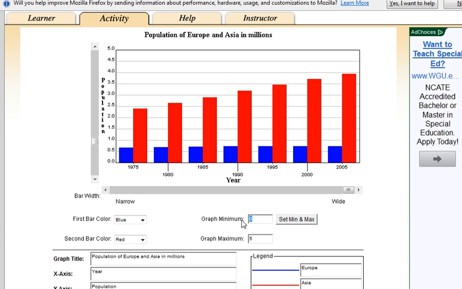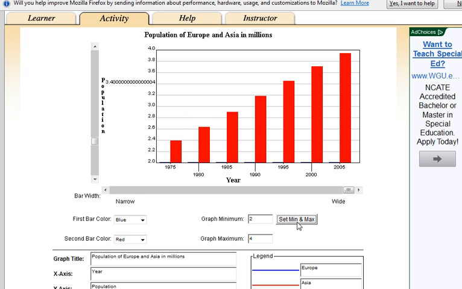I'm going to change this so that I scale this from 2 to 4 instead. So now I've got two problems. First of all, I'm not starting at 0, and second of all, I probably have too narrow of a range if I'm only going from 2 to 4. So I want to do this and see how different the graph looks, okay?